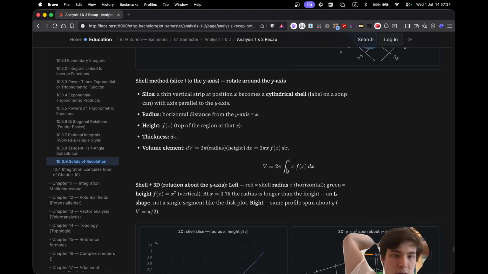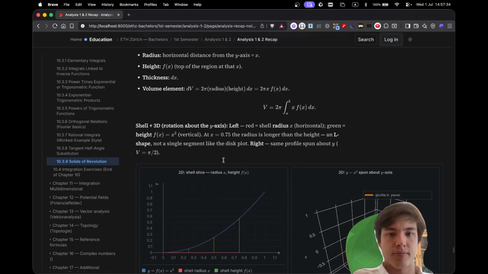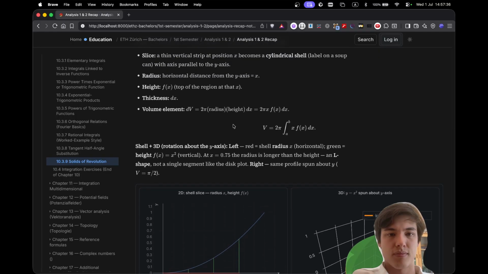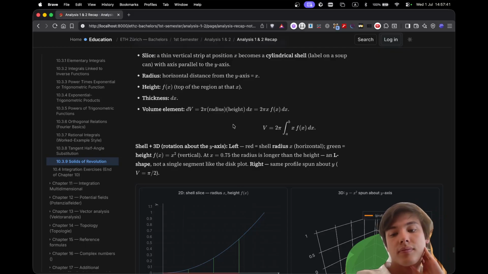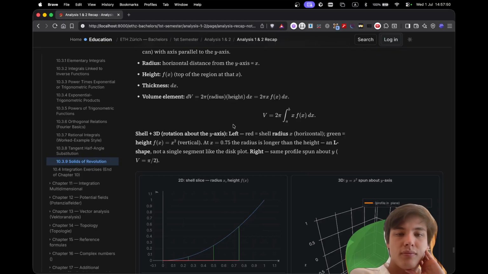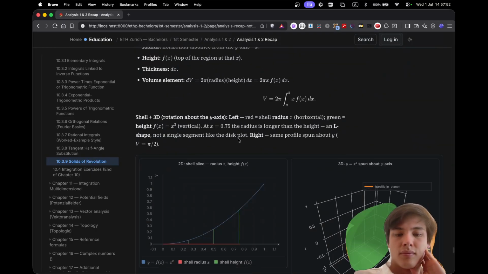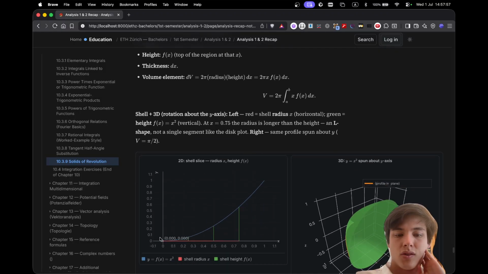And the other way around, if it's the y value, so it's like x times this.